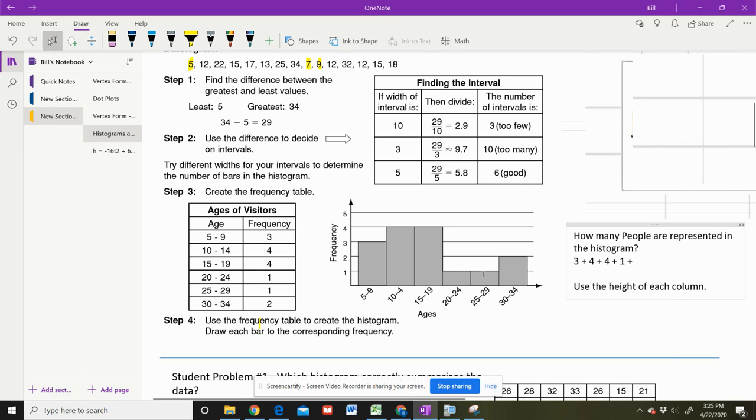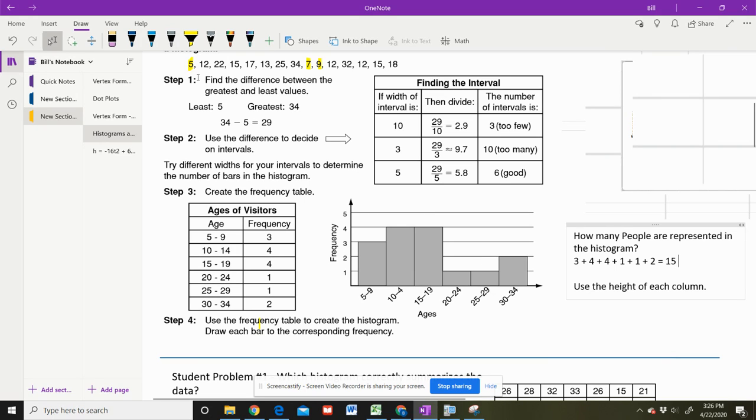The next one's also a height of 1. The last is a height of 2. So we want to see what we get. We've got a total of 15 people, right? 15 people were displayed in this histogram.